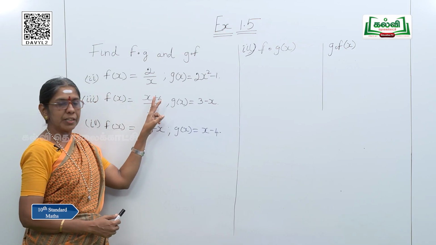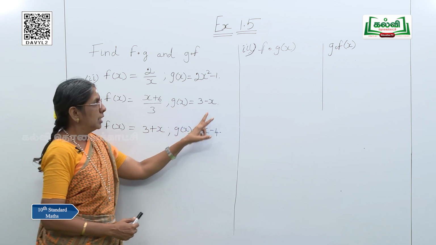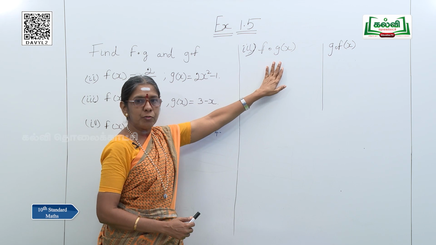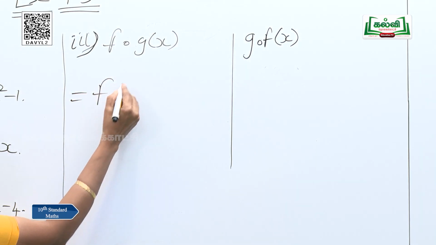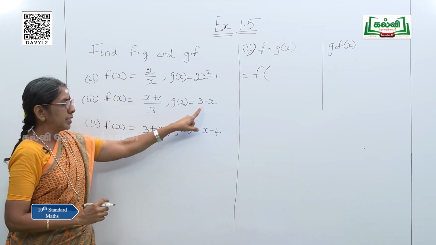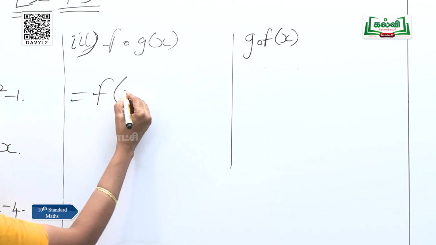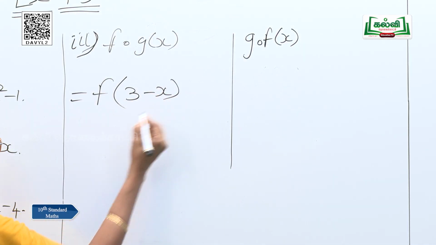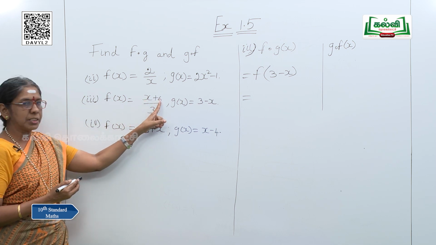f of x is equal to x plus 6 by 3 and g of x is equal to 3 minus x. First, we will find out what is f dot g of x. That means f of g of x. What is g of x? g of x is equal to 3 minus x in this sum. So, it is f of 3 minus x. Now, what is f of x in this sum? f of x is equal to x plus 6 by 3.